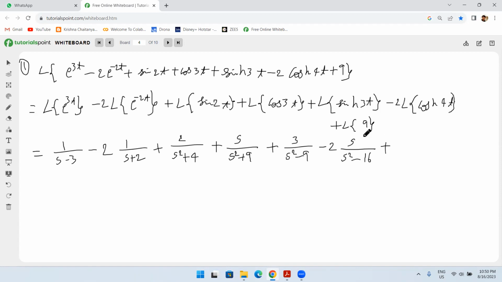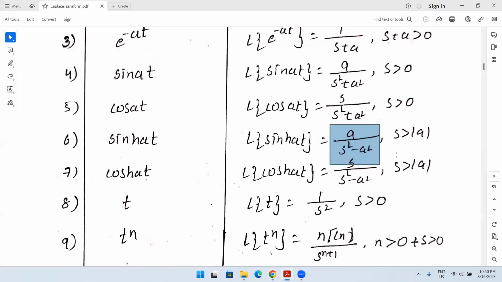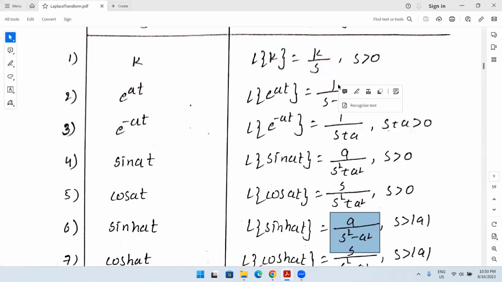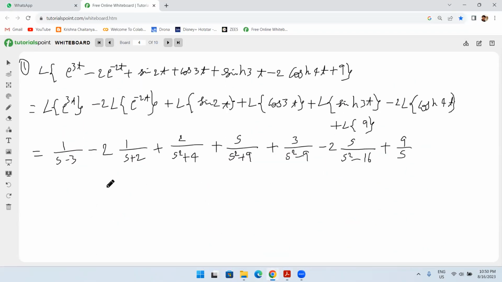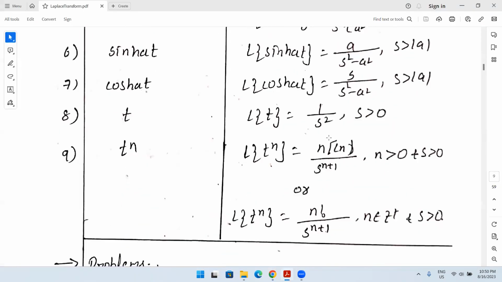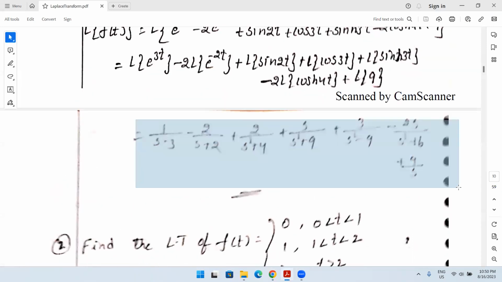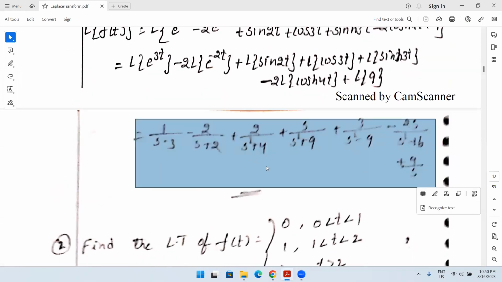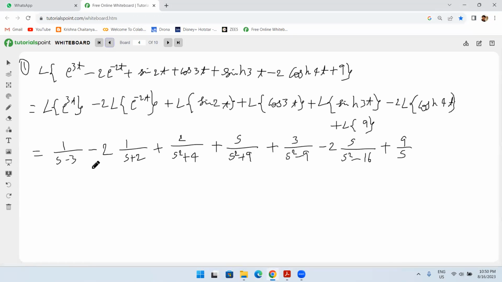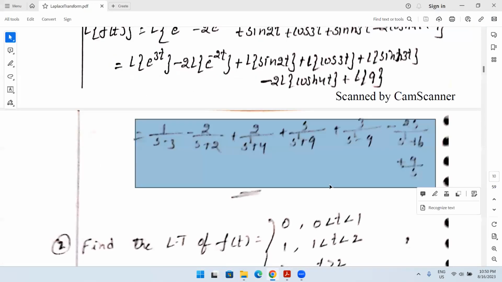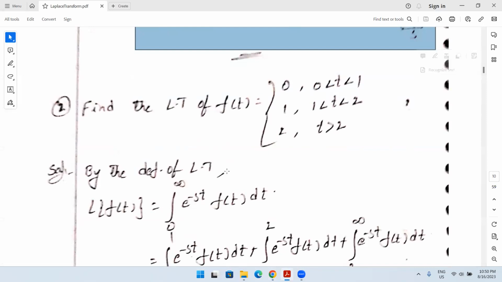Plus L of k, the first formula: L of k is nothing but k by s. Here in this case, the k value is 9, so 9 by s. So after simplification, we get the actual solution. And we shall see the next problem. So this is the solution. It's not clear after simplification, so I have written it here. Okay.